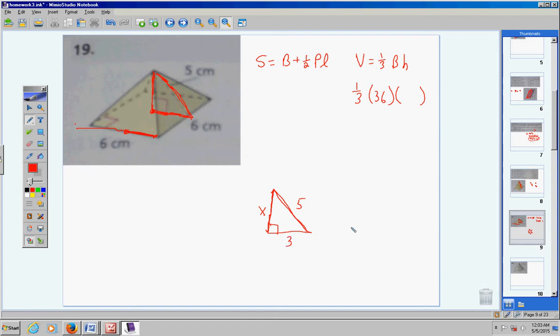So now using Pythagorean's theorem, which I'm not going to do for you, because we've done tons of those, you will get 4 for x. Okay? So x right here equals 4. So the height right here is 4. So with that in mind, we get 48 cubic centimeters. Alright? 48 cubic centimeters. 1/3 times 36 times 4.